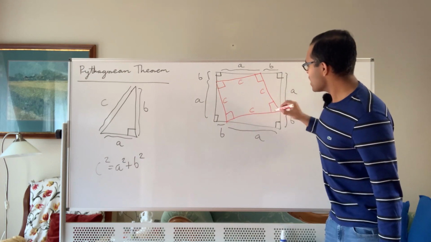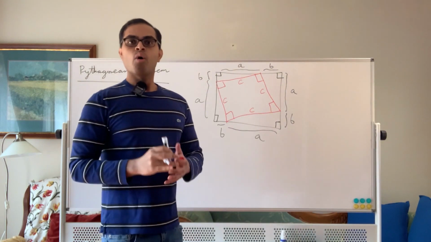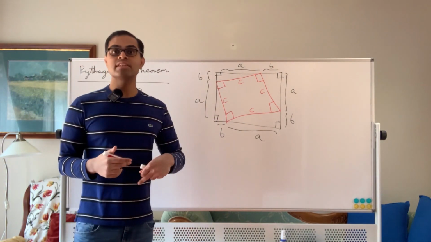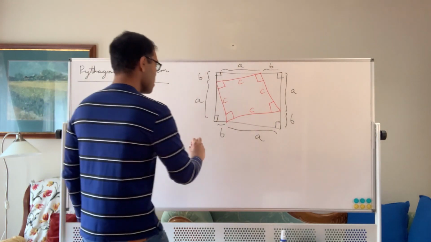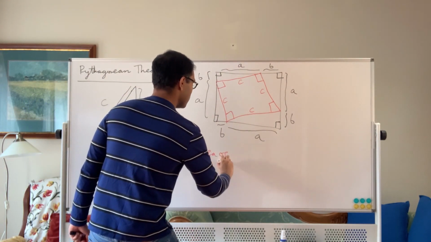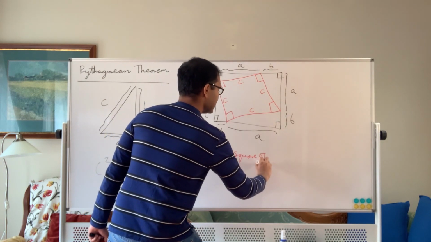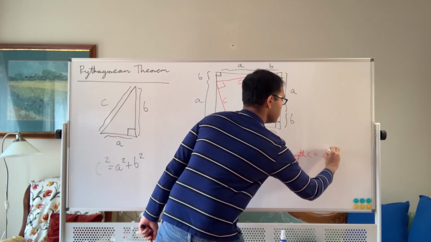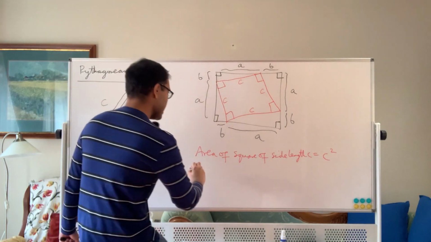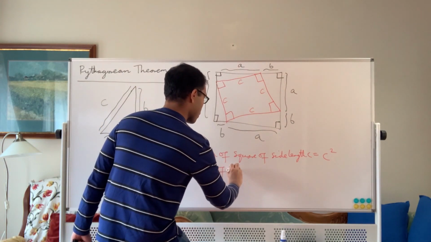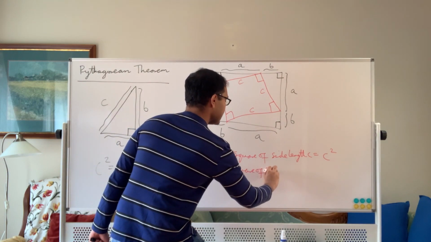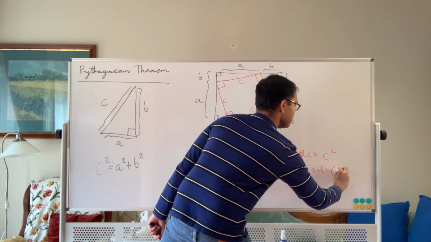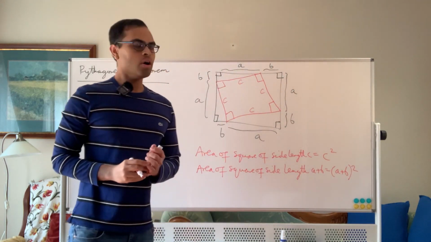And now the proof of the Pythagorean theorem is based on the question, what is the area of the big square? The area of a square is the square of its side length. So the area of the square of side length C is going to equal C squared. That's number 1. The area of the square of side length A plus B is going to equal A plus B squared. So that's the big square.